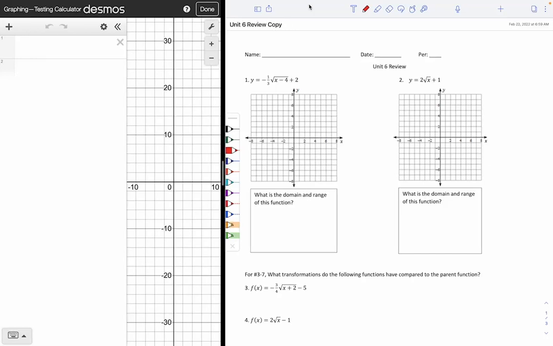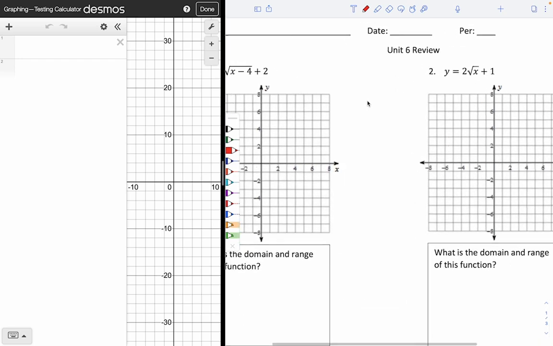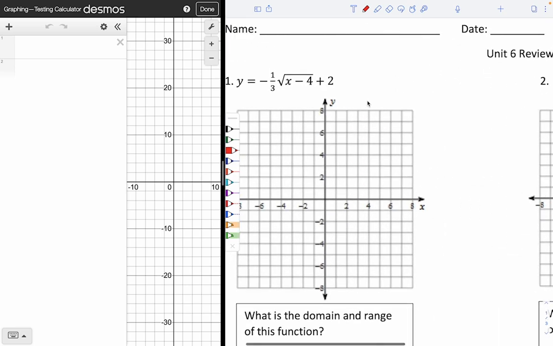Okay, so this is the review. My goal here is to try to hit at least one of each category. But any that I don't get to, you can see the completed copy on its learning. All right, first up is graphs and domain and range.